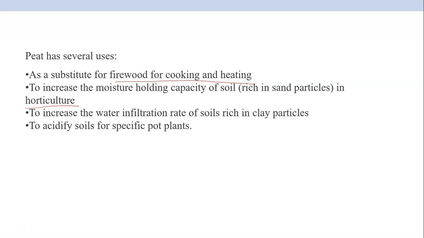You can buy peat. It can increase the water infiltration rate of soils rich in clay particles. While soils rich in clay particles are very condensed, peat combined with those types of soil makes them a little more infiltrated, having more spaces. It is also used to acidify soils for specific pot plants. It makes the soil more acidified if you use peat as well.